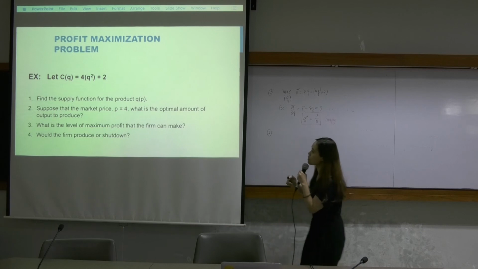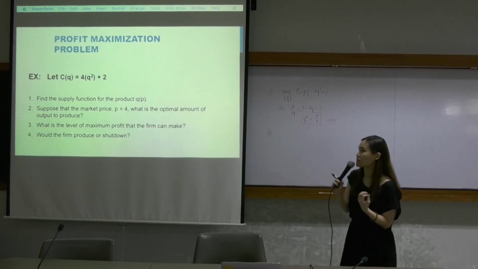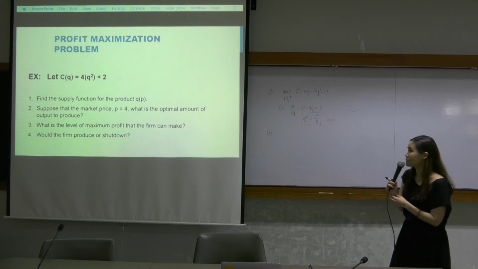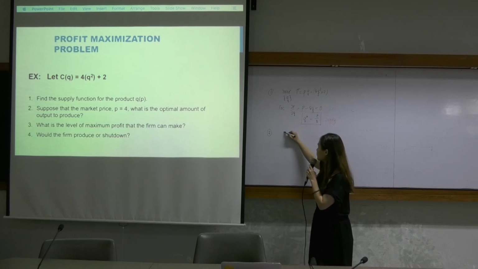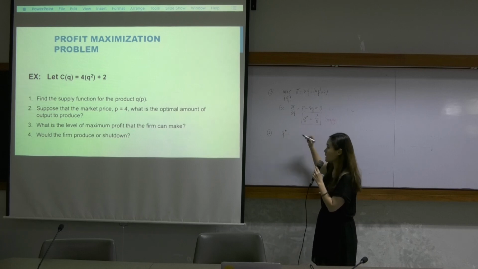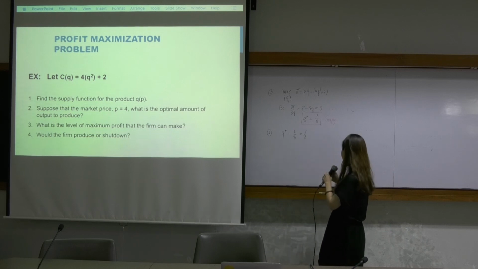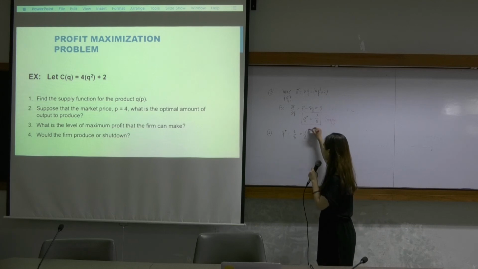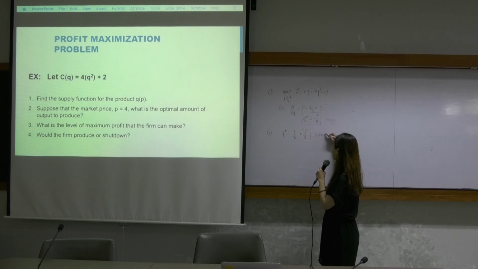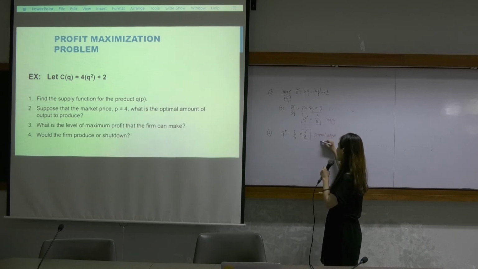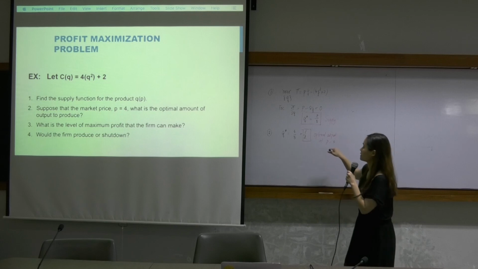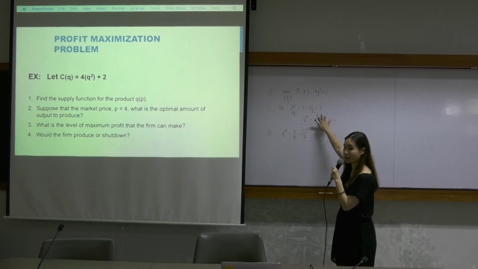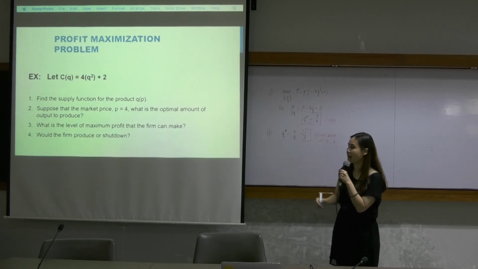For part 2, it asks, suppose that P equals 4, how many units of output will the firm produce? So use the supply function. What would be Q star when P equals 4? P equals 4 here, and you will get 1/2. And yes, that is the answer. That is the optimal output at P equal to 4, because supply is the optimal output at different P. If P equals 4, you can just plug in and get the answer.